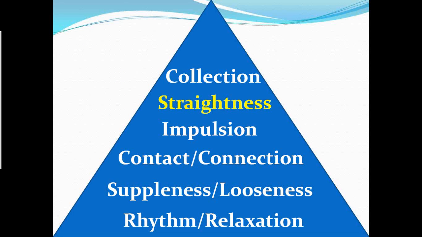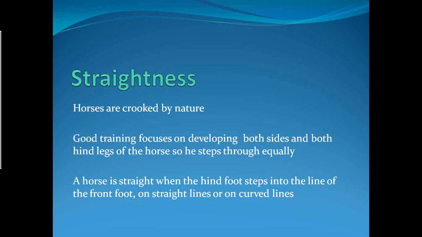The next step is straightness. Horses are crooked by nature, just like people. Good training focuses on developing both sides equally, so he steps through equally. And straight can be on a straight line or on a curved line, but it's when the hind foot steps into the line of the front foot.